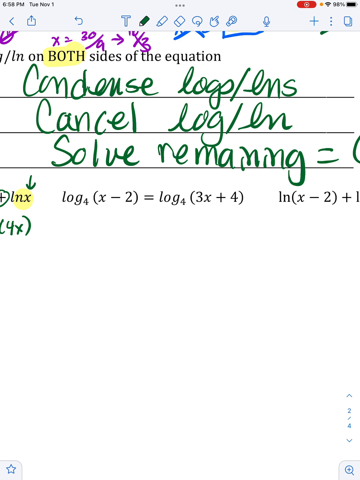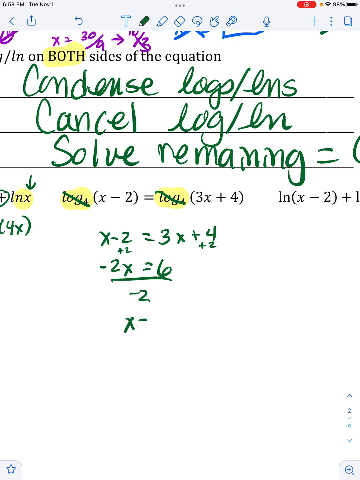This one looks complicated, but it's not. I don't have to do anything. I only have one log on the left and one on the right, and they'll always be the same base. So the only way the logs will be equal is if these two expressions are equal. So then I'm going to take away my 3x to the left side, and I'm going to add my 2 to the right side, and I'm going to divide by that negative 2 and get a negative 3.